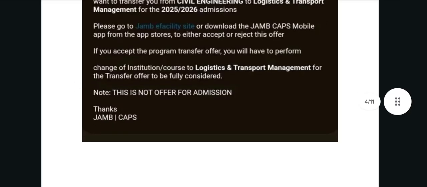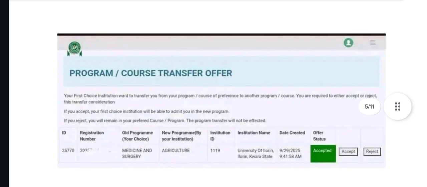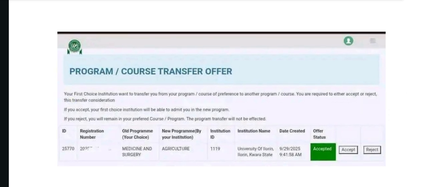So this is how the mail will be, and also this is how course transfer will show under the transfer window in your CAPS. If you don't know how to check this transfer window, you can look for a particular video on this channel. In that video, you will see explanations on how to log into your CAPS, how to navigate and check different sections of the CAPS, including the course transfer window.